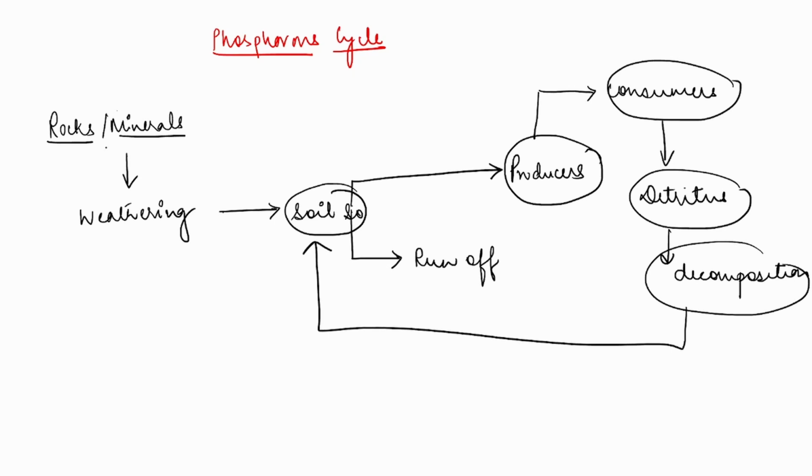So this is the phosphorus cycle. From rocks and minerals, after breaking, phosphorus is released in the soil. This soil may be lost to runoff, or some may be taken up by producers during their growth. Plants absorb minerals from the soil, and these plants give their food to consumers. This is how phosphorus also travels to consumers. When they die, detritus undergo decomposition and release phosphorus back into the soil. Also the litter from producers or consumers is acted upon by decomposers.